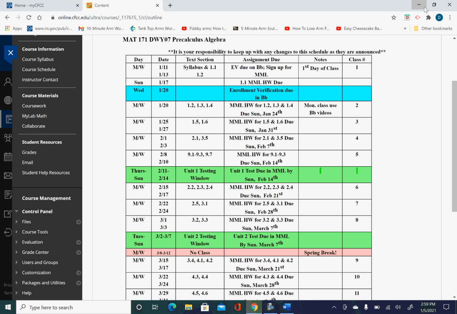What you should be doing in the first few days is the enrollment verification in Blackboard for both this class as well as your 071 class. Do I sound like a broken record yet about doing that enrollment verification? You have to do that. And then you have to sign up for your MyLab Math, and I'll get there in just a moment. Sunday the 17th, like I said, all of your assignments are always due on Sundays. Sunday, January 17th will be when your first homework assignment, homework 1.1, is due in MyLab Math. Wednesday, January 20th is the hard deadline for your enrollment verification for both classes.